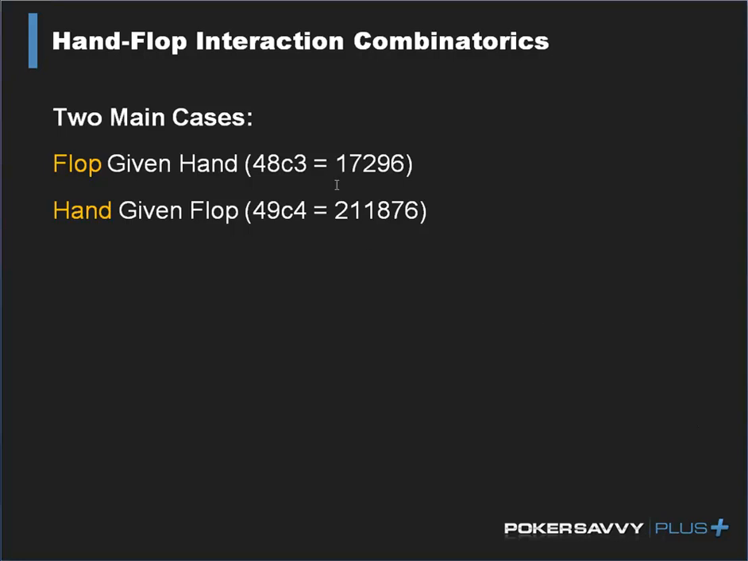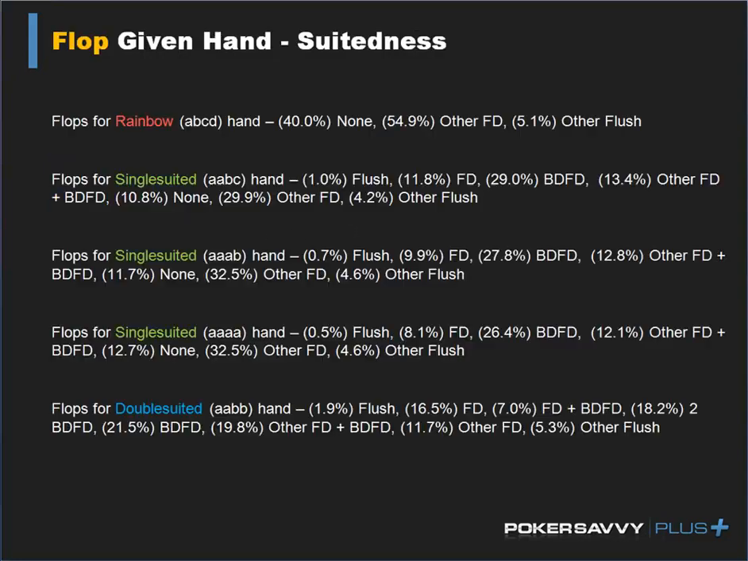So again, those two main cases, 48 choose 3 and 49 choose 4, we saw that above. And here are the percentage breakdowns for first the case where we know what the hand is and we want to ask questions about the flop. I already started to talk about this a little bit with that Jack 10 9 8 example. The only thing in that discussion that isn't here is a more complete discussion of the hand value things that happen, especially connectedness.